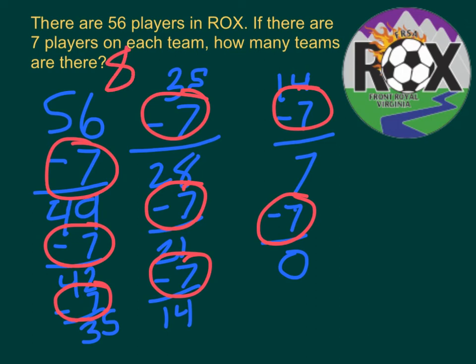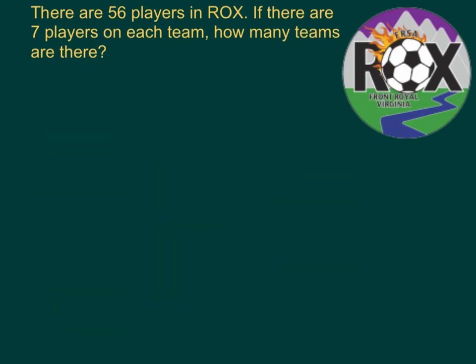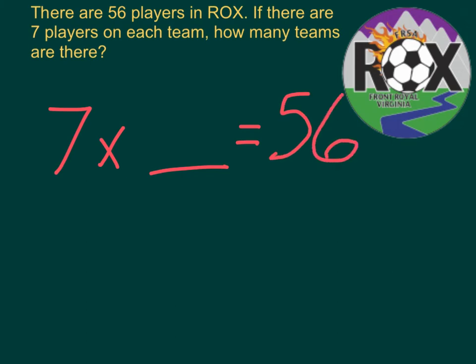The other way you can do it is kind of like a fact family, like this. With a fact family, we know that there are 7 on each team times something is going to get us to 56 as our total. Kind of working it backwards. Rather than doing a division problem, we're doing a multiplication problem at this point. So I know that 7 times 8 is 56, which means 8 teams. So we've got those 3 different strategies. We've got reverse it and do a multiplication problem. We've got subtract repeatedly, and we've got draw yourself some equal groups.